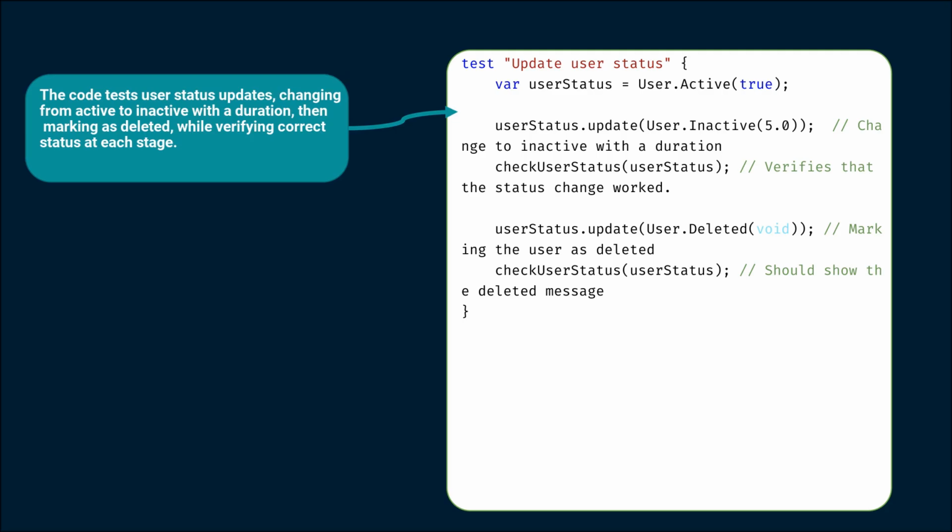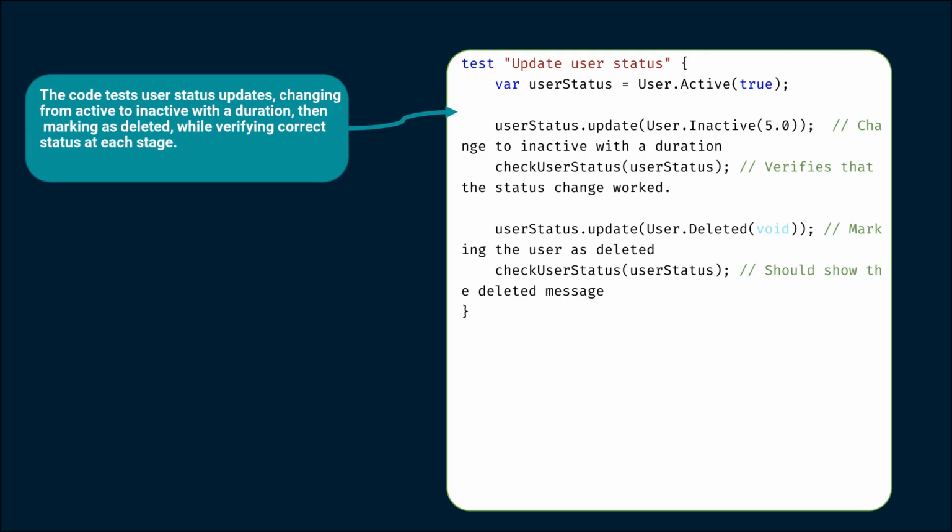In this test scenario, we initiate a variable user status set to user active, indicating that the user is currently active. This structure allows us to hold different data types based on the user's status, ensuring type safety through the use of our defined union. Next, we invoke the update method to change the user's status to user inactive, passing a floating point value representing the duration of inactivity.